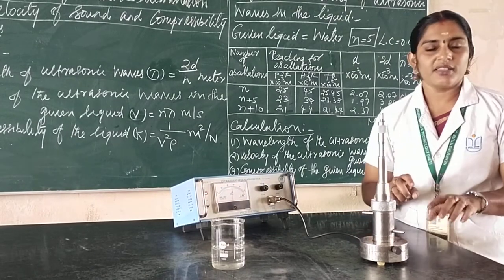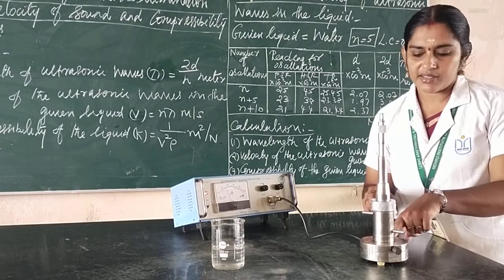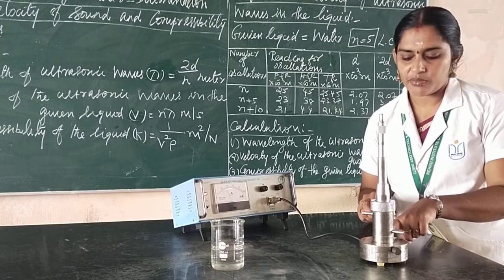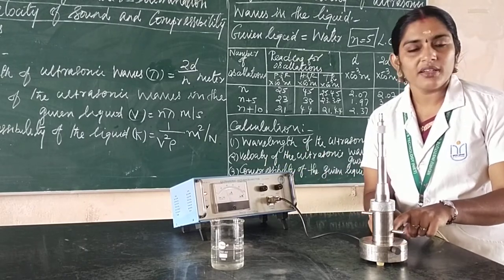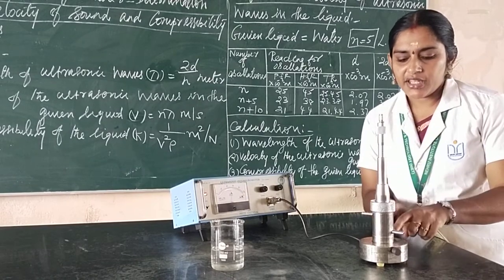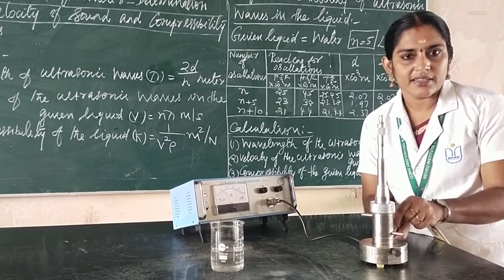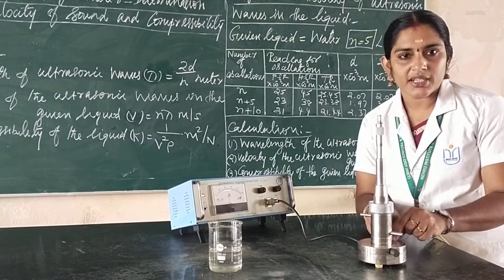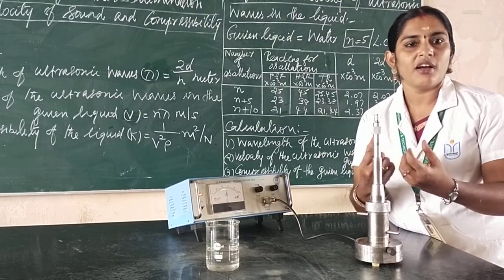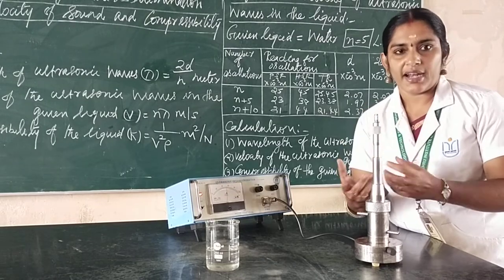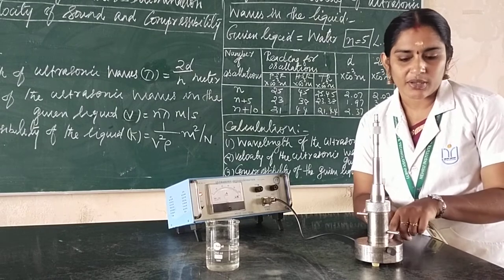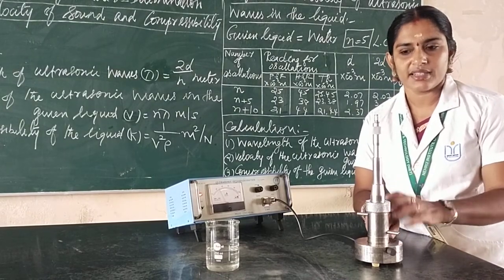The principle behind this experiment is the inverse piezoelectric effect. Why is it the inverse piezoelectric effect? The current is passing through the crystal. A piezoelectric crystal is a quartz crystal or a diamond. Here there is one diamond crystal. The current is passing through one pair of sides, and on the opposite sides they produce ultrasonic waves or standing waves.